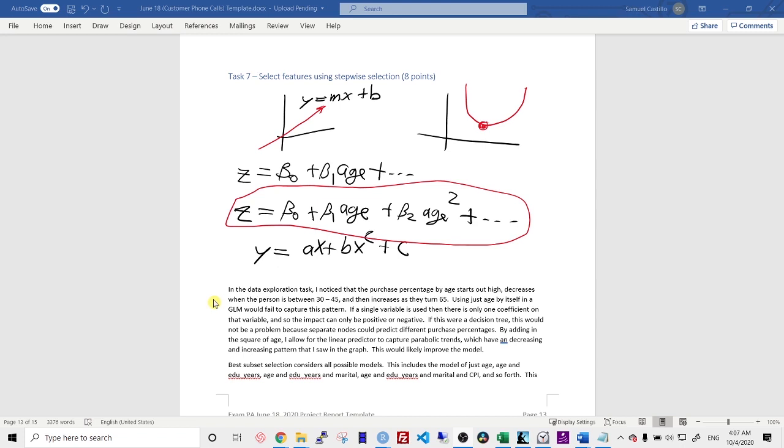So to summarize, in the data exploration task, I noticed that the purchase percentage by age starts out high, decreases when the person is between 30 to 45, and then increases as they turn 65.